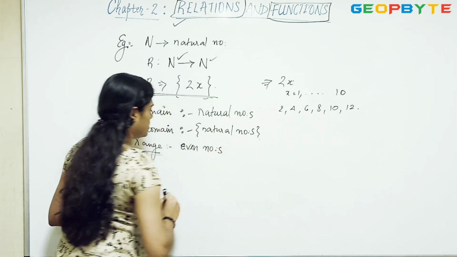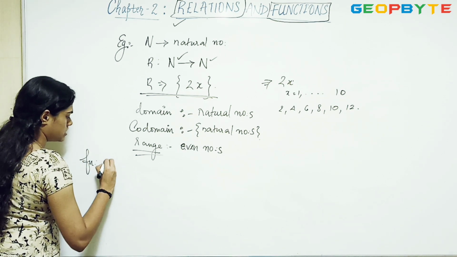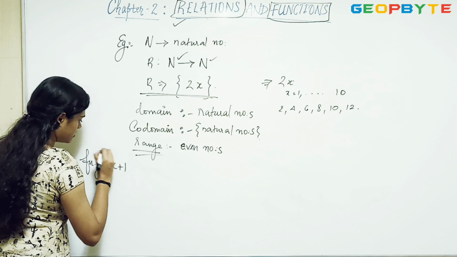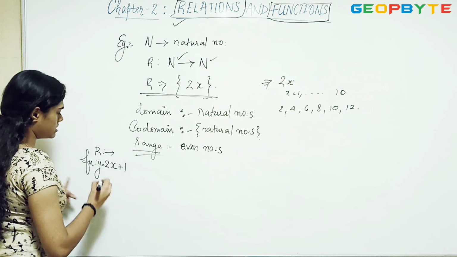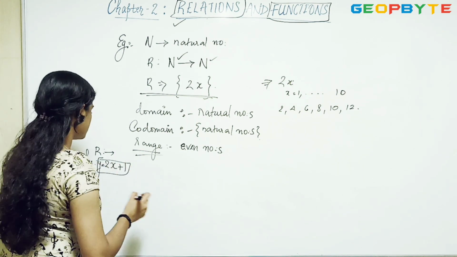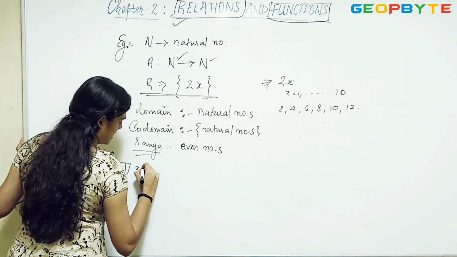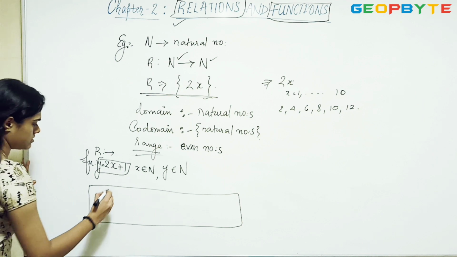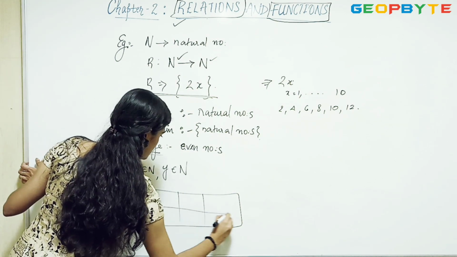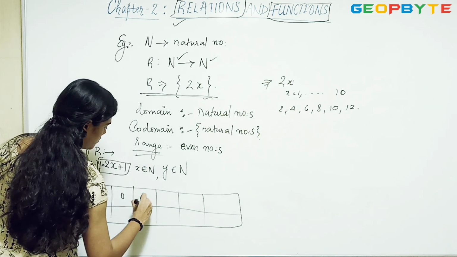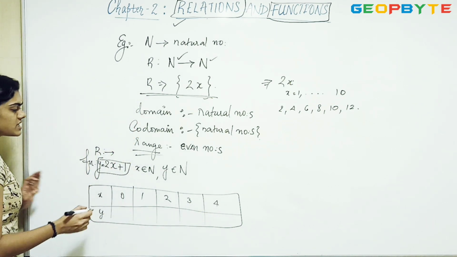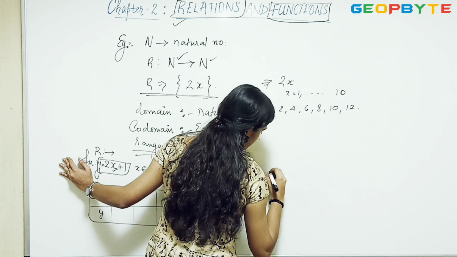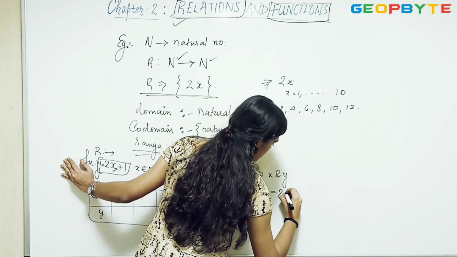Okay? Now I will define a function such that y equals 2x plus 1 is the relation. Now find the elements in the relation. x is an element in natural numbers and y is also an element in natural numbers. So how do we write it as a box? This is x, y, with x as 0, 1, 2, 3, 4. So what is the relation between x and y? y is written as 2x plus 1.